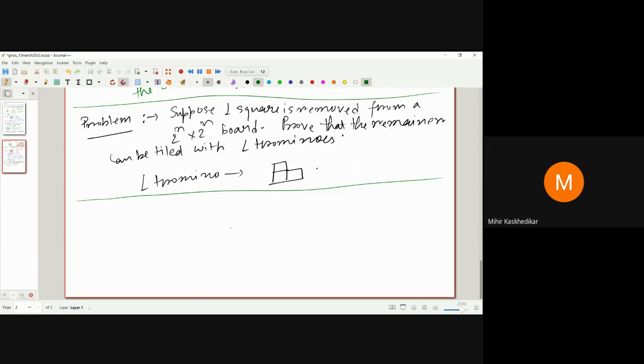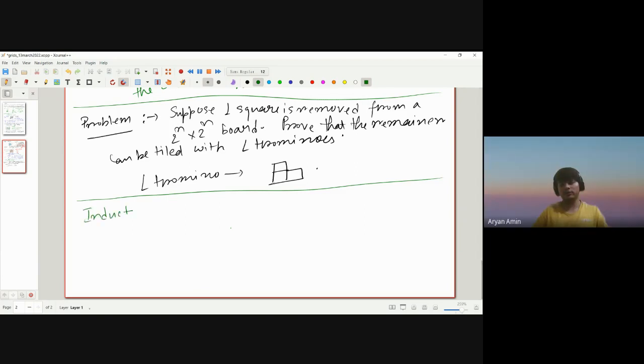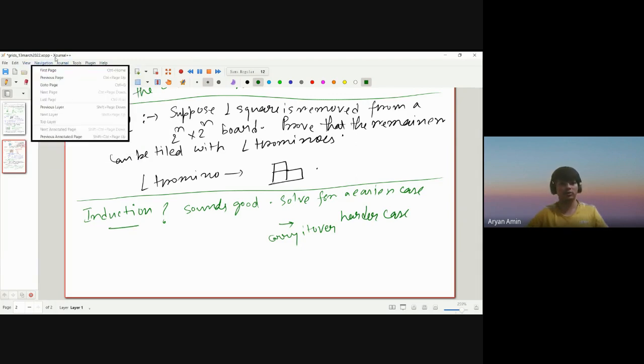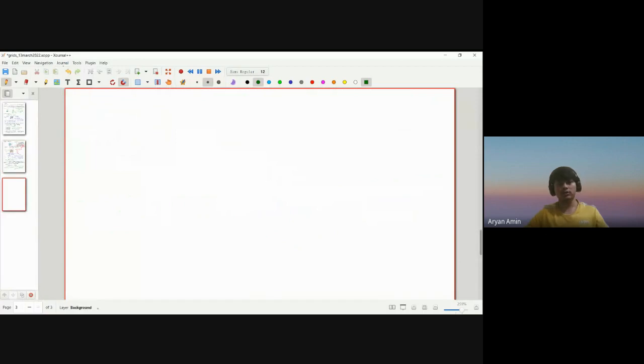Okay, so suppose you first try induction. Induction sounds good because maybe you can solve an easier case and somehow carry it over to the harder case. Okay, so let us first solve the problem for n equals 1. That is just a 2 cross 2 board.